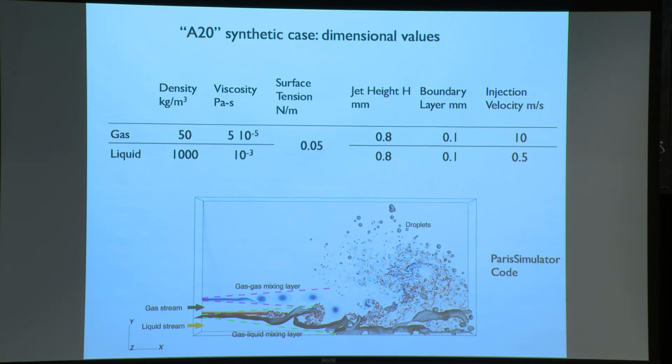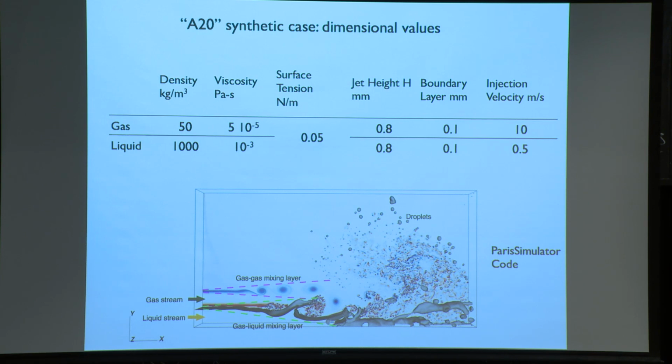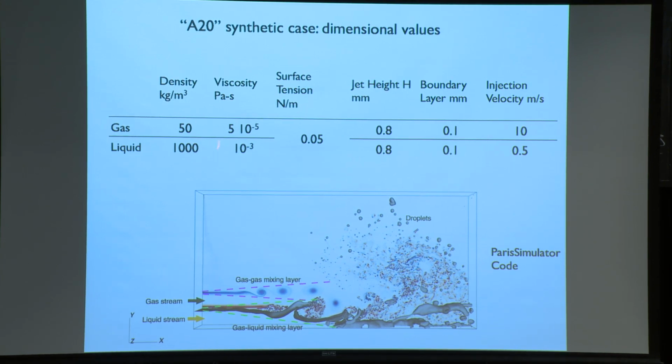So basically the gas is at higher pressure. The gas is like at 50 bars. So we have a gas-liquid density ratio of 20. The viscosity ratio is also of the order of 20. The surface tension is 1/20. So basically we call this the A20 case. And the injection velocity is also about 20. This is a kind of private joke, because the aerospace people have an A100 case, so we have the A20 case. So the flow looks like this.